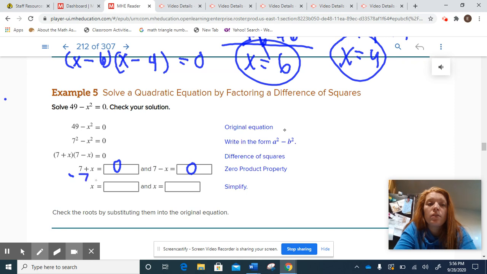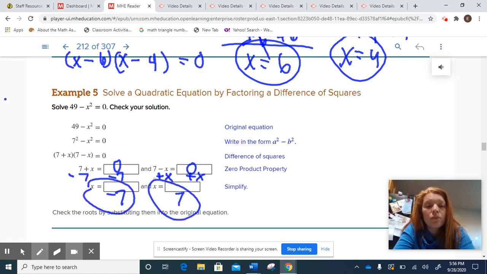So minus 7, and then you could add x here and move it to the other side. Minus 7. So one answer is negative 7. The other answer is positive 7. And there you go.